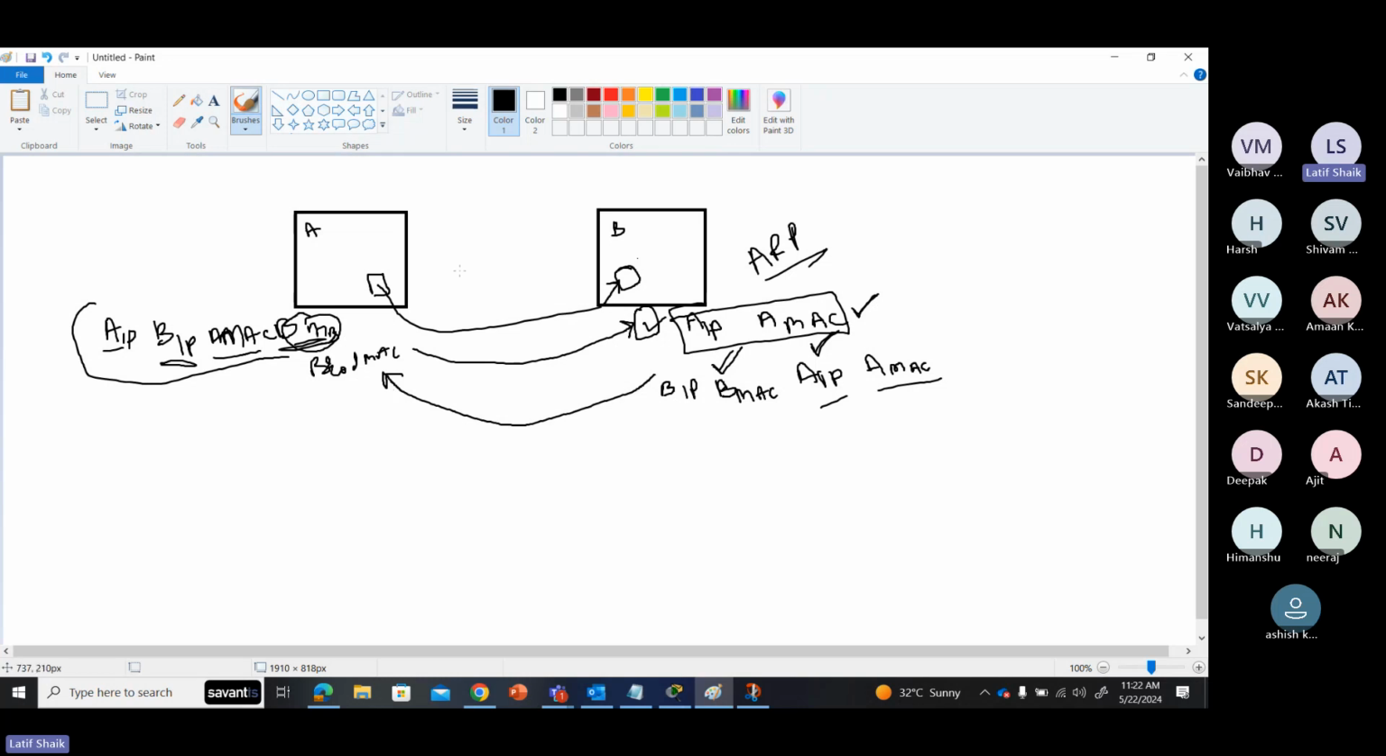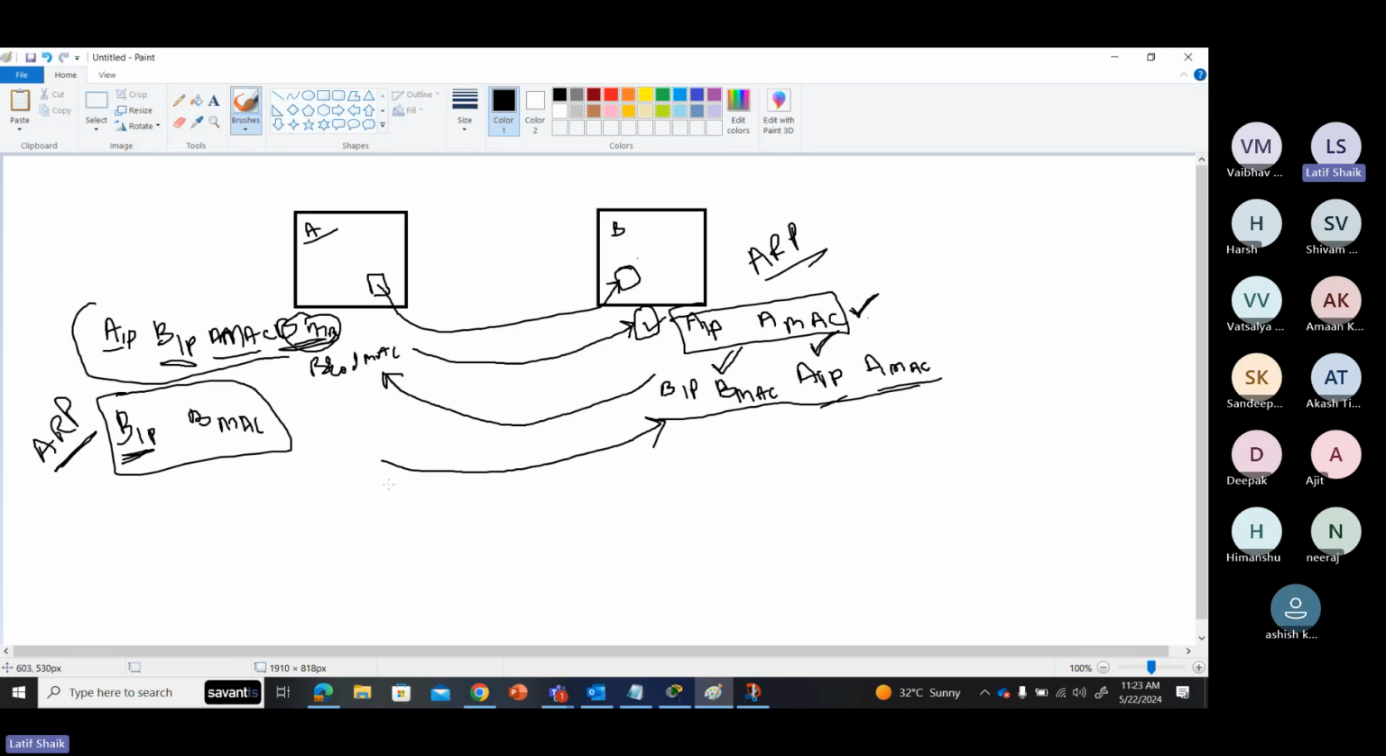Now this information is sent to A, and A receives this entire information. A stores B's IP address and B's MAC address in its ARP table. What is the importance of storing? When these devices are communicating with a specific IP address, like B's IP address, and A again wants to communicate with B, the second time.